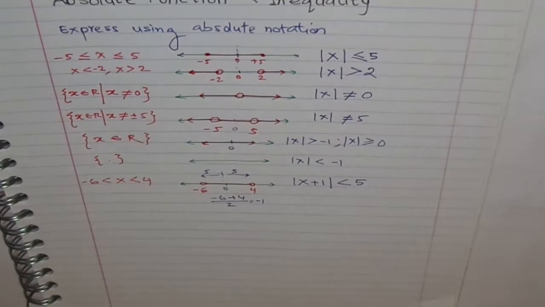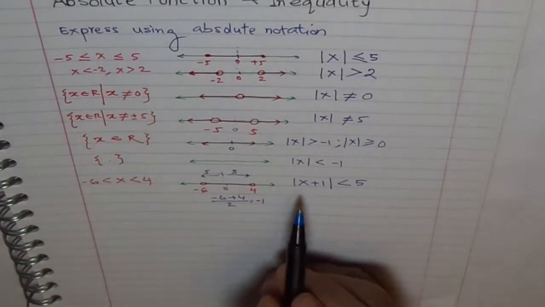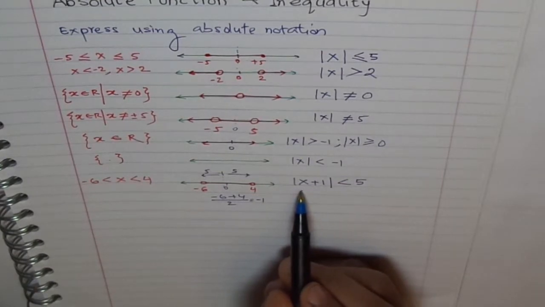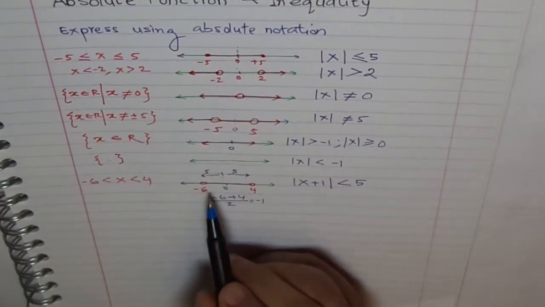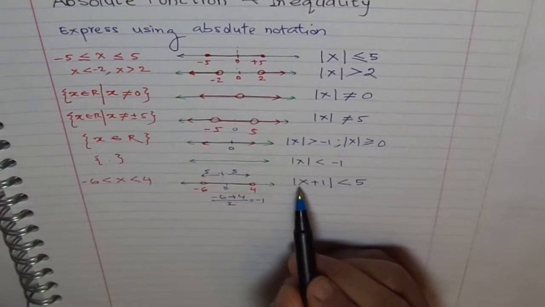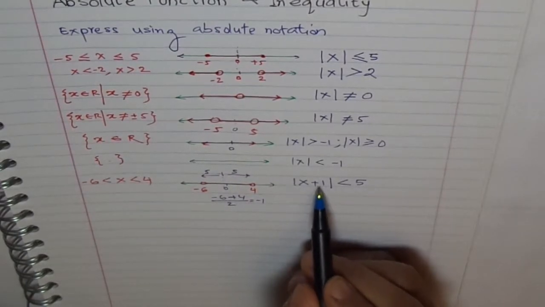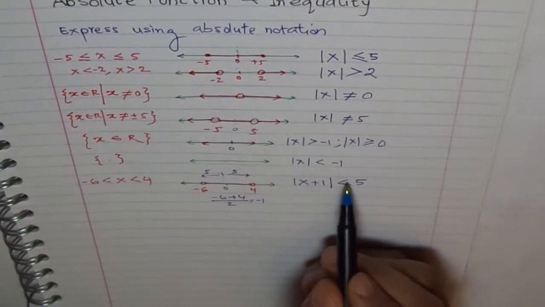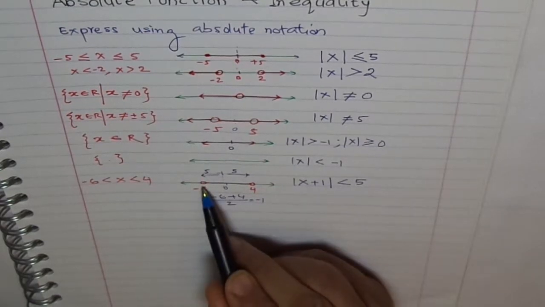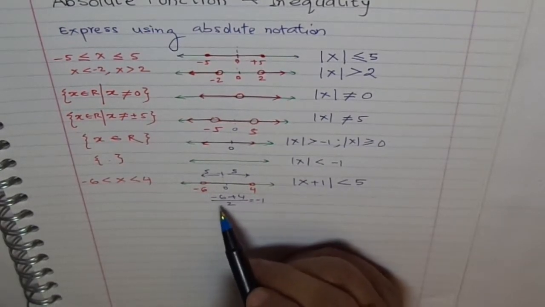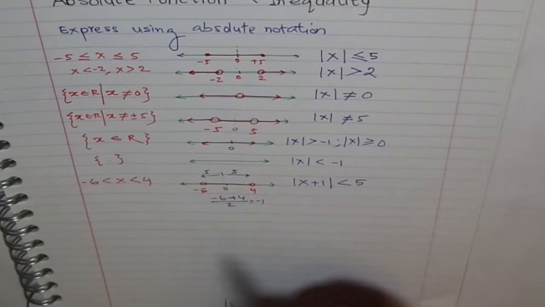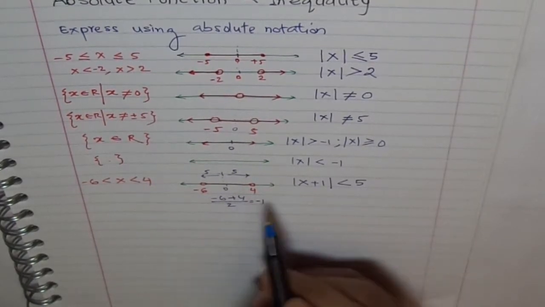Does it work? Think about it. It does work. So if I take a value, let's say minus 6, then minus 6 plus 1 is minus 5, and the absolute value is 5, but it's not less than 5, right? So it's not included. It works. So that is how you have to solve inequalities with a number line.